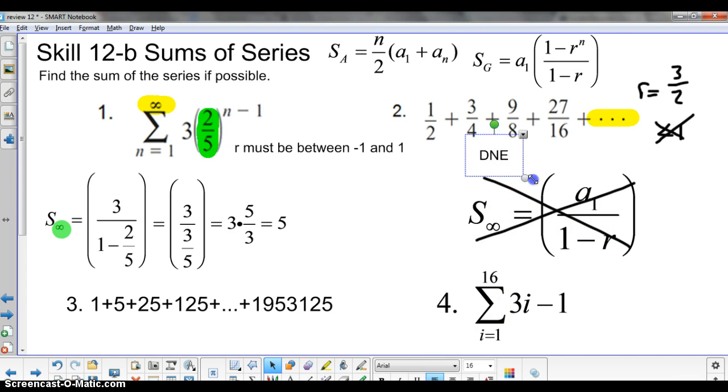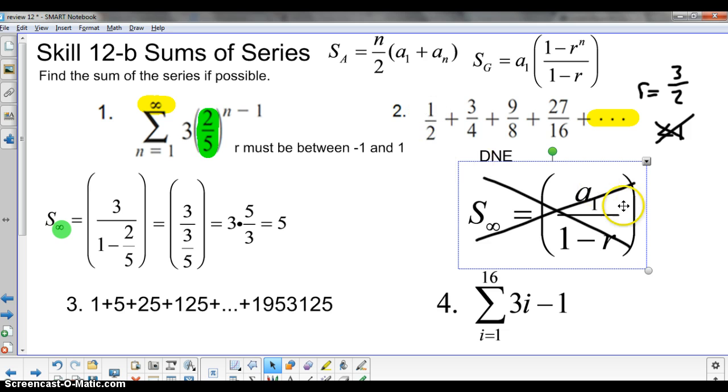Does not exist. If you plug 1/2 in for a sub 1 and you plug 3/2 in for r, your calculator is not going to know the difference. Okay, it will divide and subtract and do all those things for you. You have to know when can we use this and when can we not.